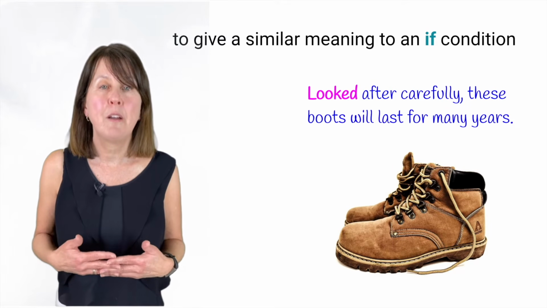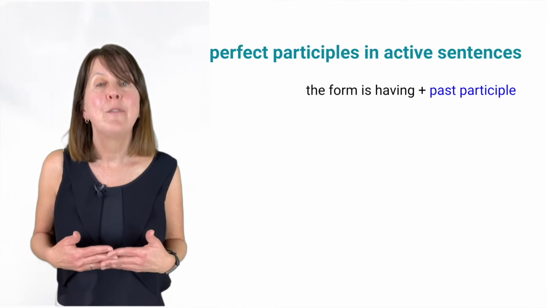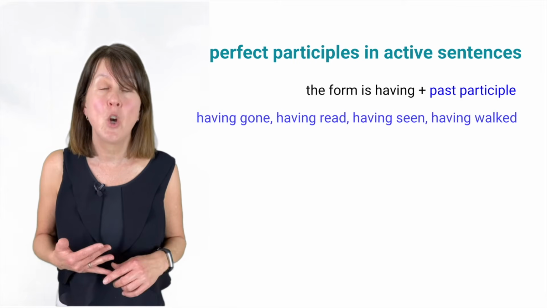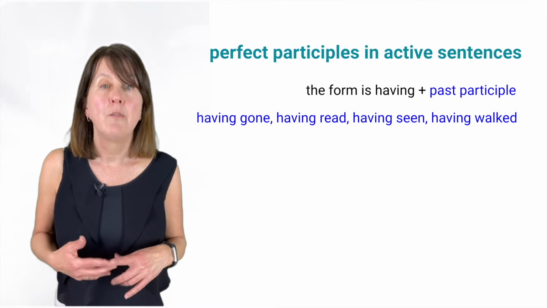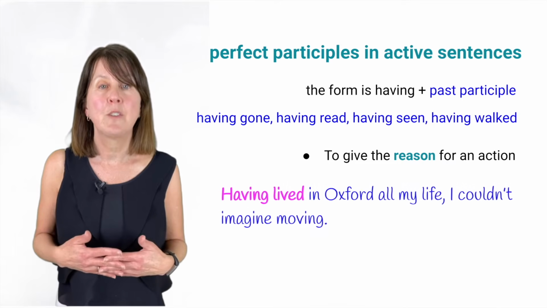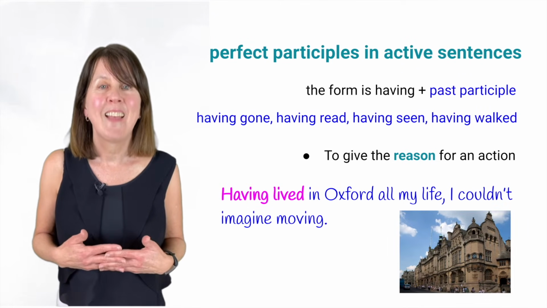Finally, let's look at perfect participle clauses. Firstly, the perfect participle in active sentences. The form is having plus the past participle. For example, having gone, having read, having seen, having walked. For example, to give a reason for an action, having lived in Oxford all my life, I couldn't imagine moving.